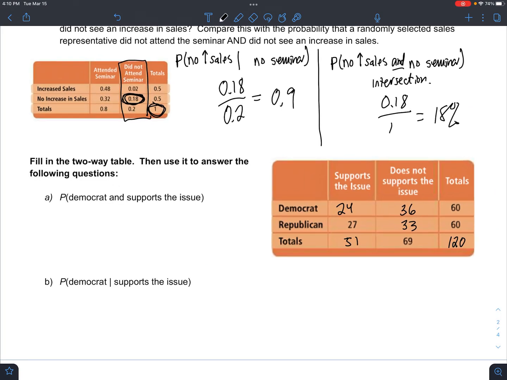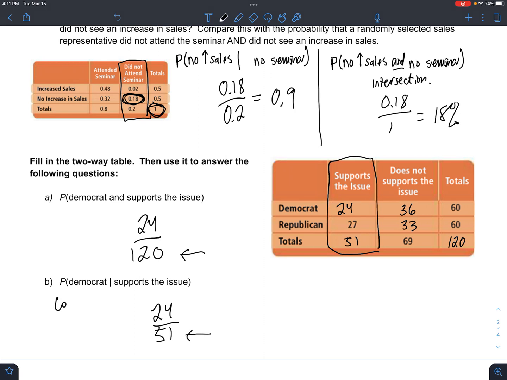Okay, so the probability of Democrat and supports the issue would just be simply looking at that intersection and dividing by everyone. The next one is being given info. You're given that you're supporting the issue. So we're only now looking out of 51, sorry, 51. And then we're looking at the Democrats out of those 51, not out of the 120. So honestly, that's where the game changes, in the denominator.